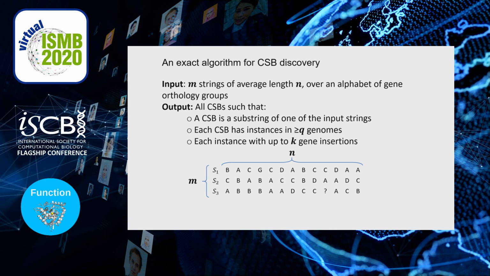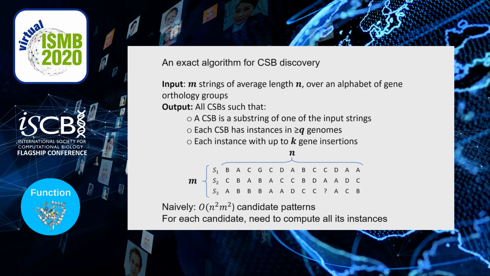Now, let's go over the main points of the algorithm using an example. The input to the problem is a set of M strings of average length n over an alphabet of gene orthology groups. Here in the example, we have three input strings, S1, S2, and S3. By definition, the pattern for a potential CSB is a substring of one of the input strings. We don't know the pattern in advance, so we have to use a sliding window that goes over all input strings. We also don't know the size of the window in advance, so we will try different window sizes.